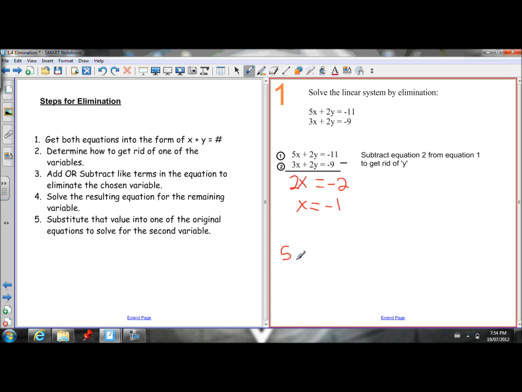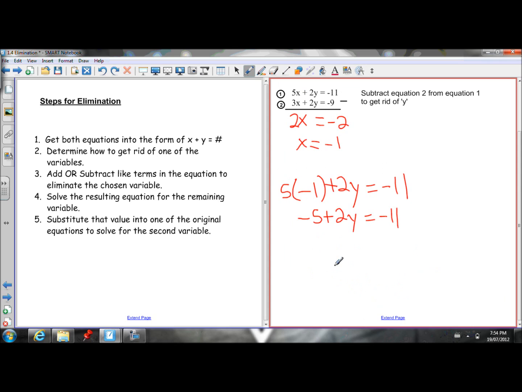So I have 5. I know x is negative 1 at the point of intersection. Plus 2y equals negative 11. 5 times negative 1 is negative 5. Plus 2y equals negative 11. Okay. Move the 5 to the other side because I know I want to get y by itself eventually. Negative 11 plus 5. Okay. Negative 11 plus 5 is negative 6. Okay. Divide the 2 to the other side. Negative 6 divided by 2 is negative 3.